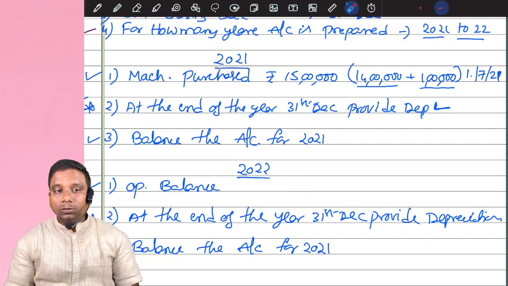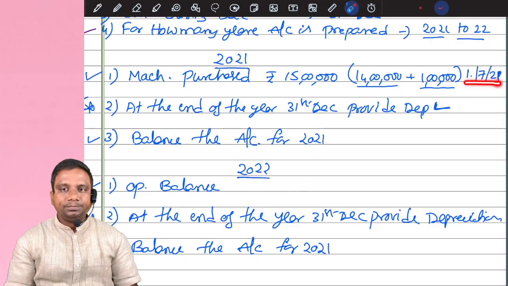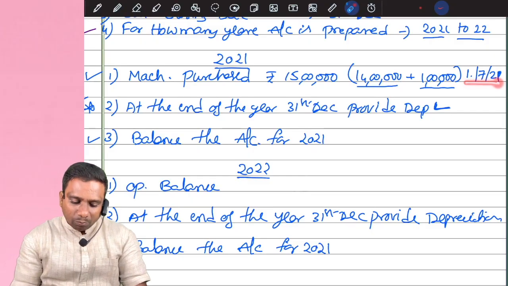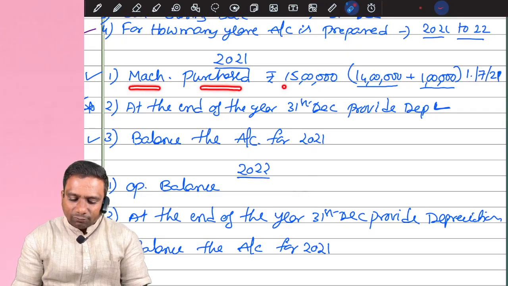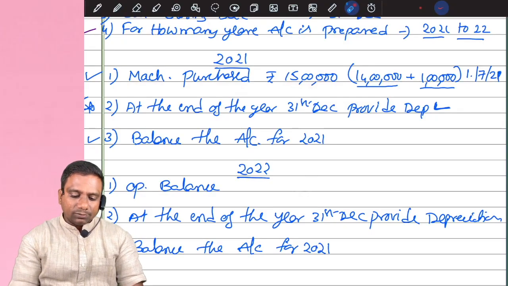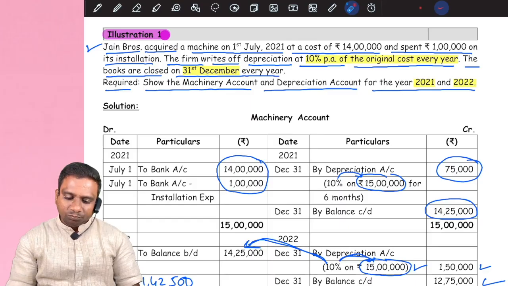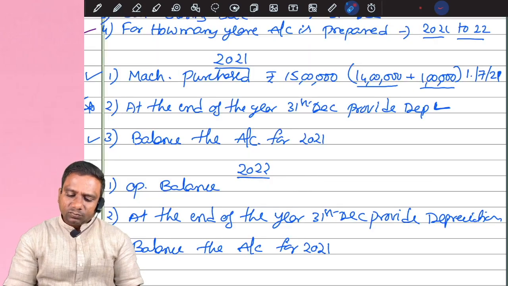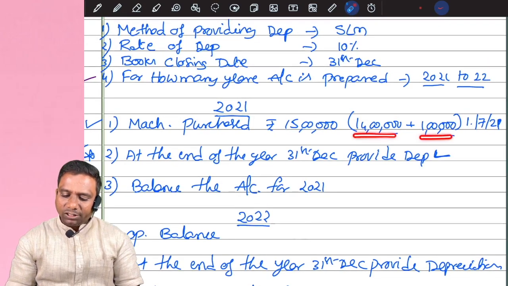But in this problem, we have purchased an asset on 1/7/2021, and here dates also play an important role. Look at first what happened. Machinery purchased for 15 lakh. You may ask, sir, 15 lakh how, sir? 14 lakh is the cost plus 1 lakh spent on its installation. Total 15 lakh. 14 plus 1 lakh, 15 lakh.